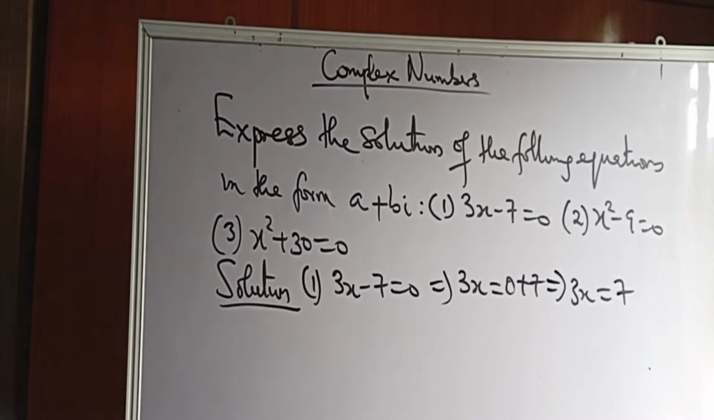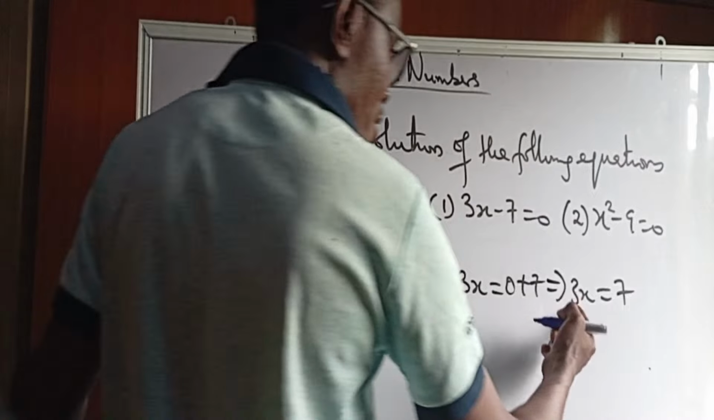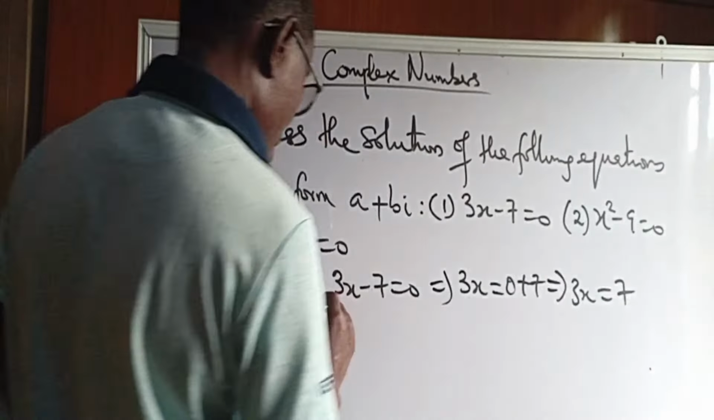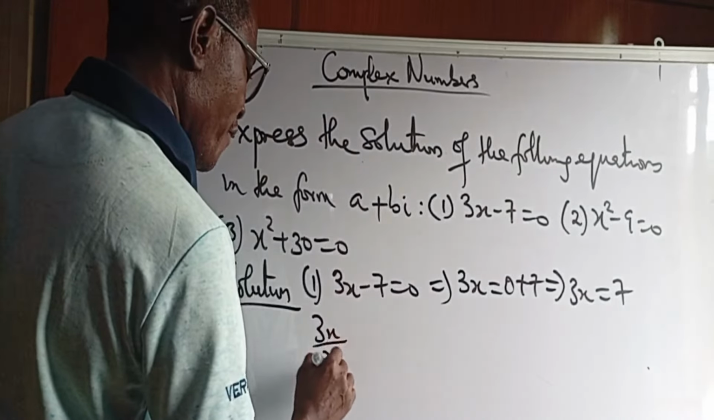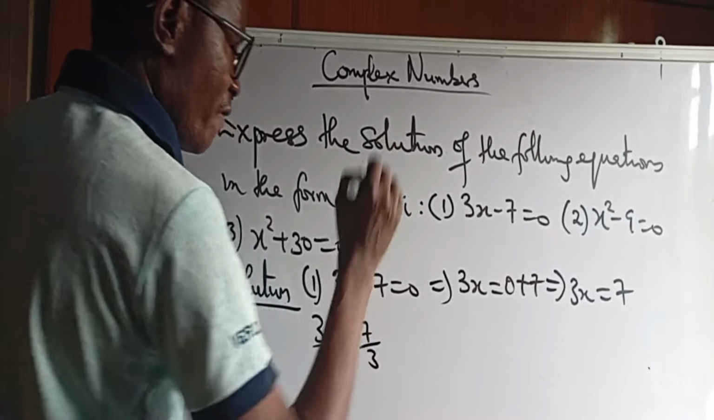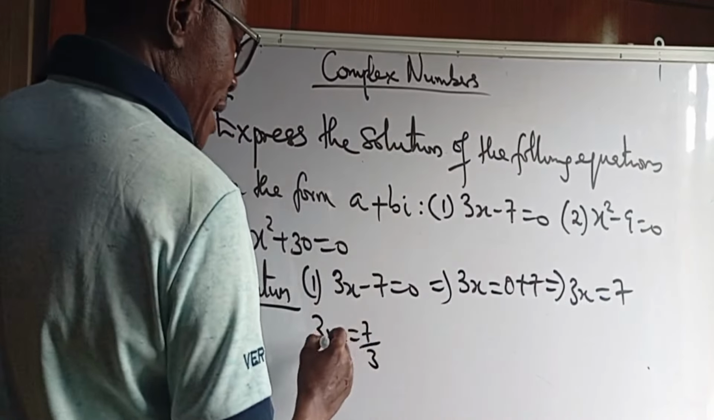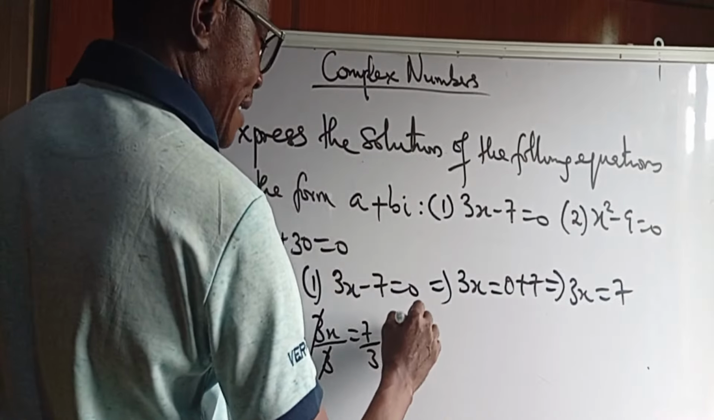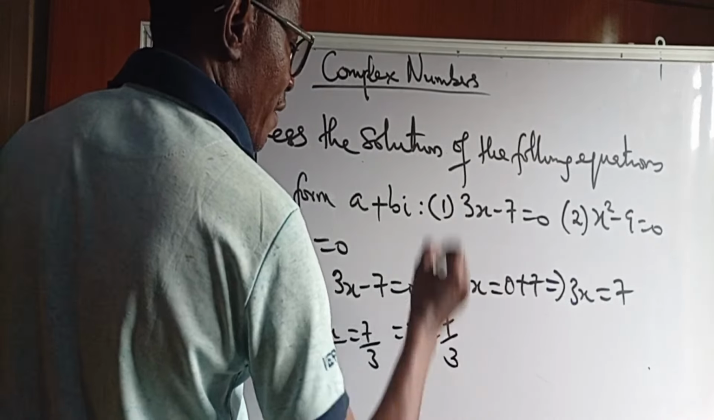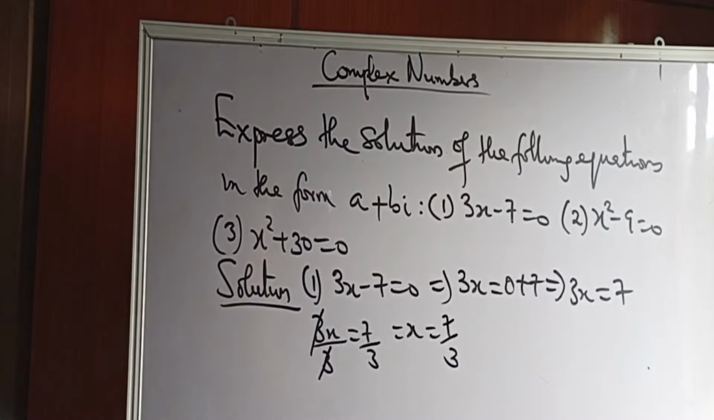So how do we now get the value of x here? We divide both sides by 3. That will be 3x all over 3 equals 7 all over 3. So basically, the 3s cancel here. We have x equals 7 all over 3. Now, the solution to this problem is x equals 7 over 3.